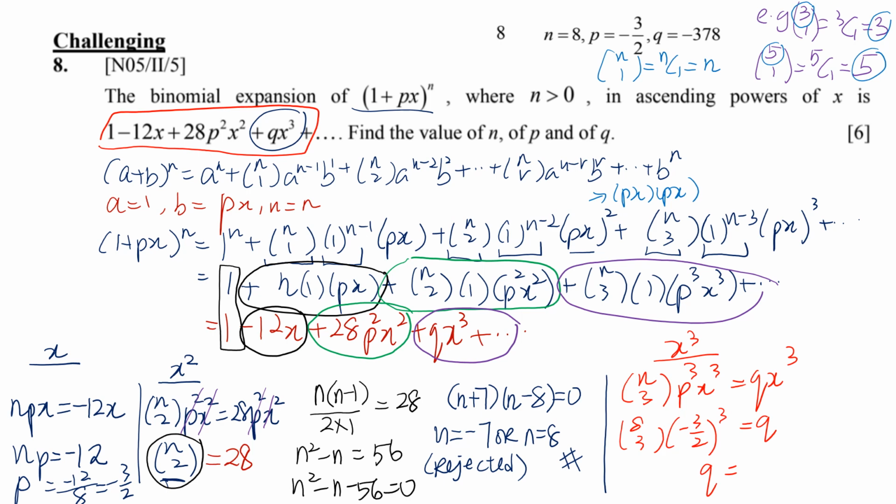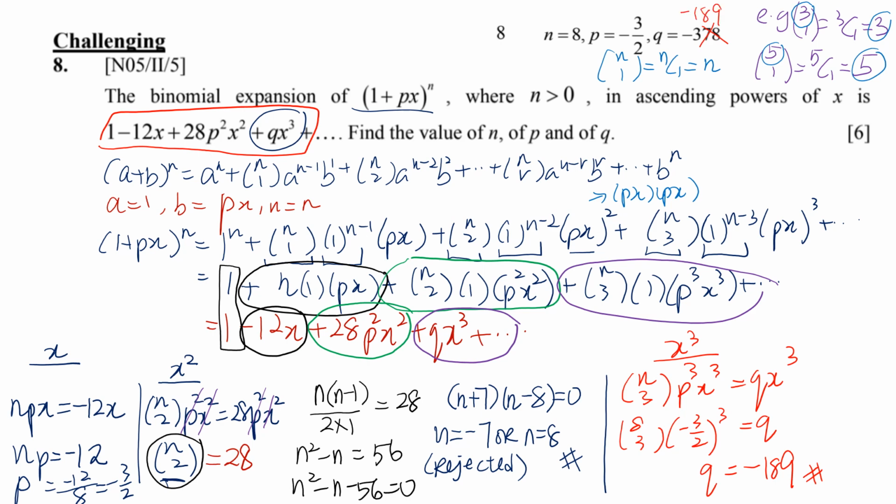So 8 choose 3 times bracket negative 3 over 2 to the power of 3. You will get q equals to negative 189. I think this answer is wrong.